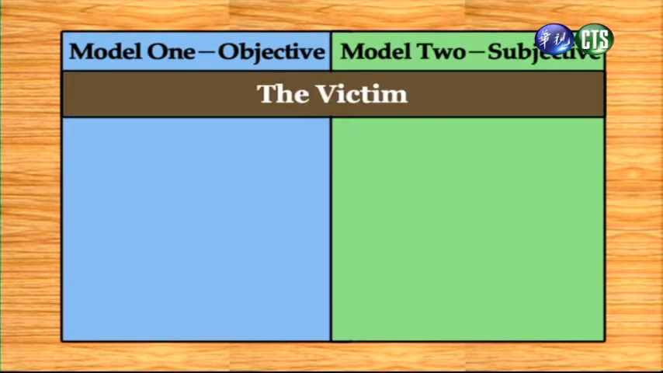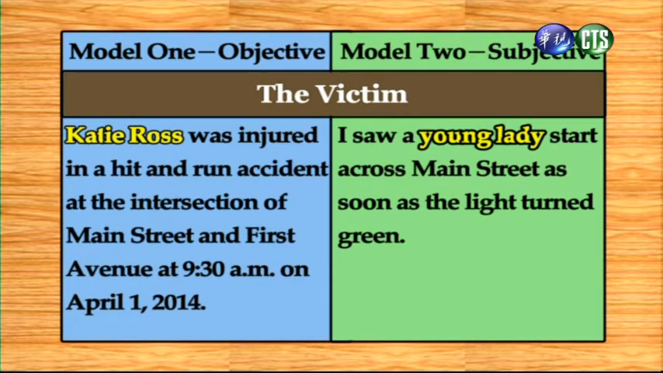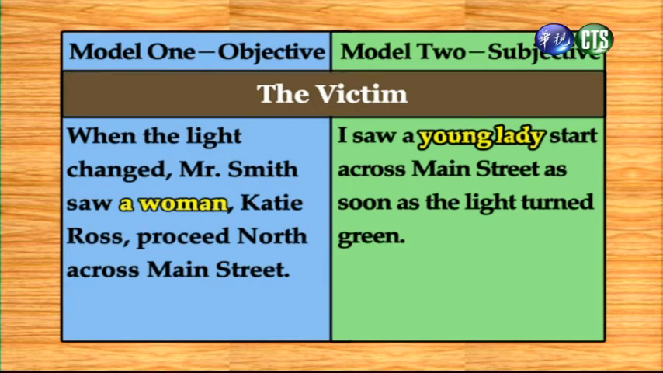Right, so here on the left side, we have the objective version. If you look at that, one thing that we see is there are specific names. For example, we see the name Katie Ross. And then as we look later down into the essay, we see that it refers to this person, Katie Ross, in kind of generic terms. For example, here it calls her a woman.